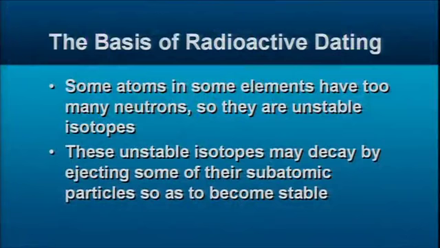Now, some atoms in some elements have too many neutrons in their nuclei, so they become unstable. They can't hang on to them. There's not enough energy to hold all the particles together. And so some of these unstable isotopes may decay by spitting out some of the particles that are held in the nucleus, to reduce their size and become more stable. But when they do that, the number of particles in the nucleus has changed, so they become a different element, because each element is defined by the number of protons in the nucleus.